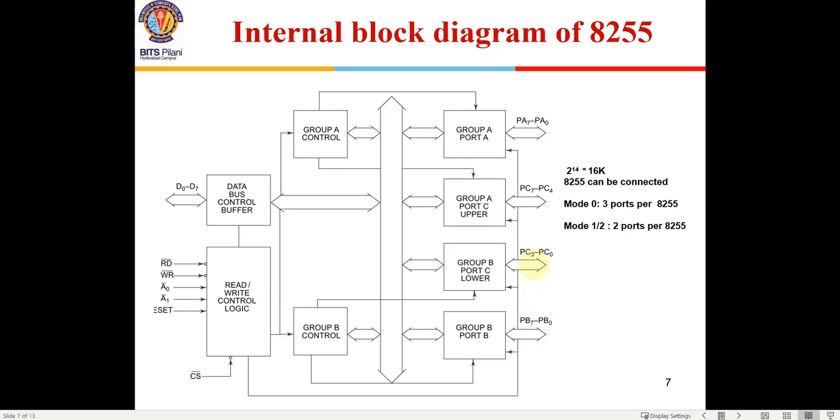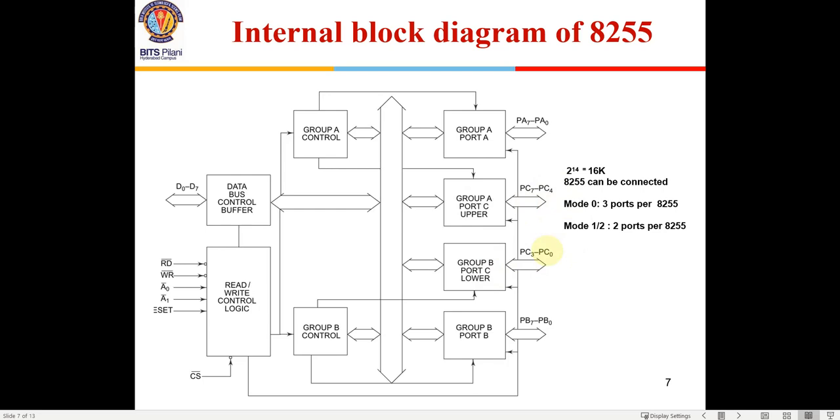Now in mode 0, each of these ports will work independently as an 8-bit port. In mode 0, group A port will work as an 8-bit port, group B will work as an 8-bit port, and group C is divided into two halves, but together it will work as an 8-bit port.